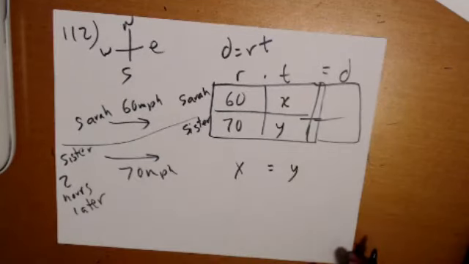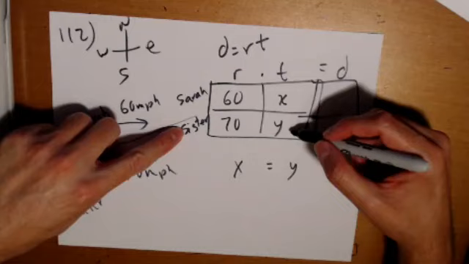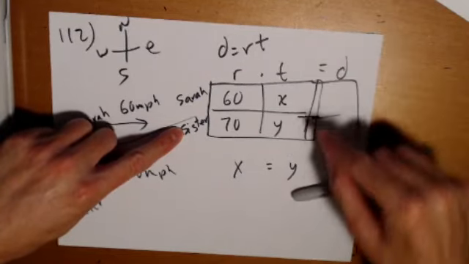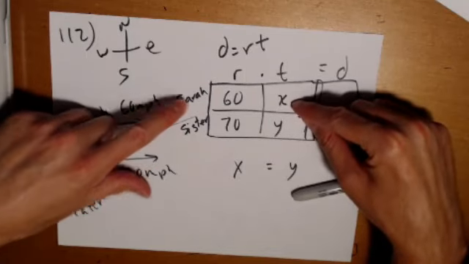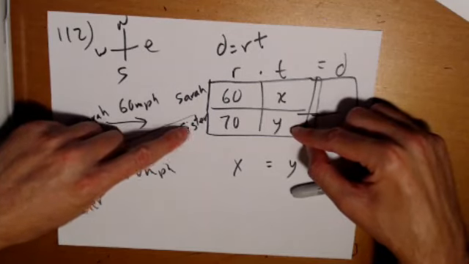Now, in terms of time, here's the tricky part. It says in 112 that Sarah left Minneapolis heading east on the interstate. Her sister followed her on the same route, leaving 2 hours later. So maybe, just for example, 10 hours on the road for Sarah, 8 for the sister, right? Because she was on the road for 2 hours less.